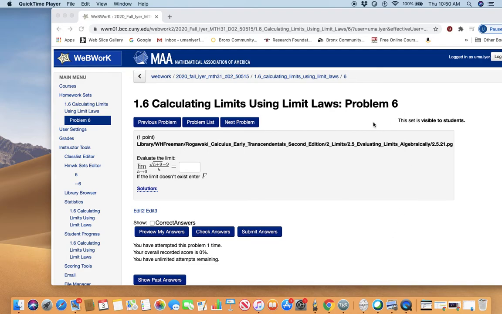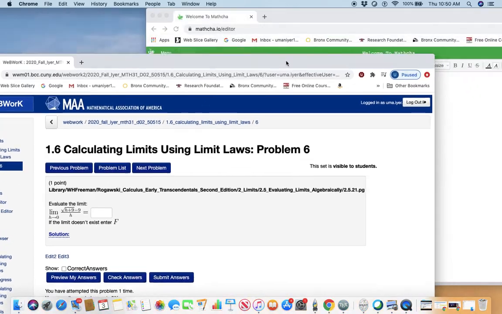Come back. So this is problem 6, section 1.6. Evaluate the limit as h approaches 0 of (square root of h plus 9 minus 9) over h. If the limit does not exist, enter f. Now this is a strange kind of question. You will see in a minute why.